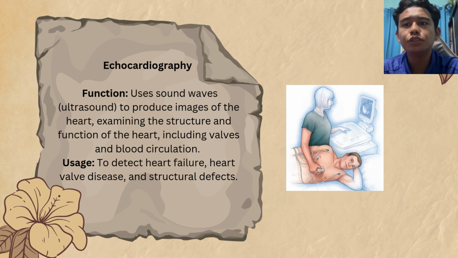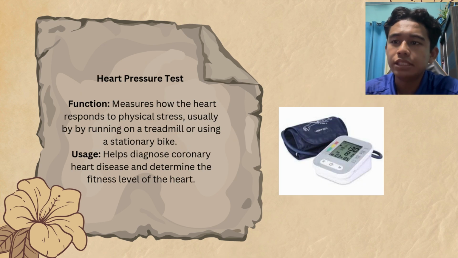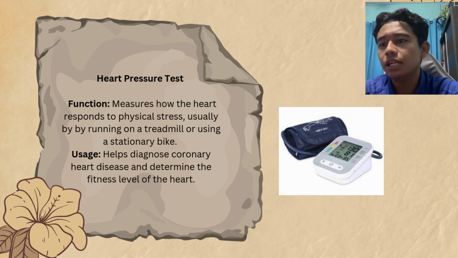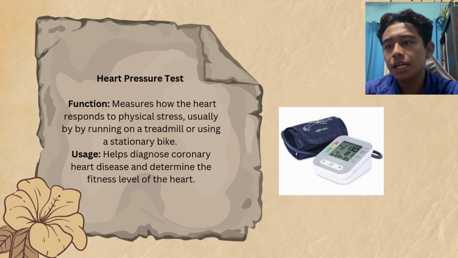Echocardiography. Function: uses sound waves, ultrasound, to produce images of the heart, examining the structure and function of the heart, including valves and blood circulation. Usage: to detect heart failure, heart valve disease, and structural defects. Heart pressure test. Function: measures how the heart responds to physical stress, usually by running on a treadmill or using a stationary bike. Usage: helps diagnose coronary heart disease and determine the fitness level of the heart.